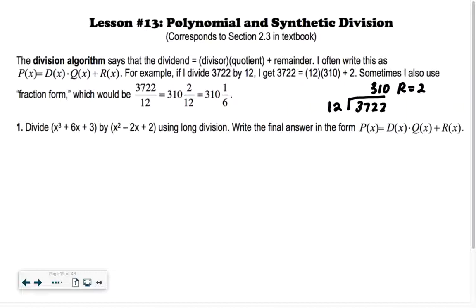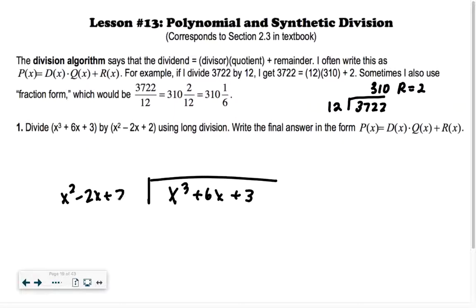Okay, so the first one. It says divide x cubed plus 6x plus 3 by x squared minus 2x plus 2. Okay, I like to think that I'm a pretty good long division teacher. And I've seen a lot of people do this in a way that isn't the best. So what a lot of people do is they just write it out and they're like, okay, I'm going to do x cubed plus 6x plus 3 and x squared minus 2x plus 2.